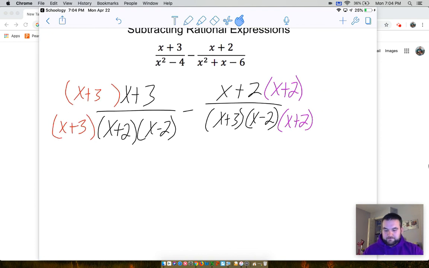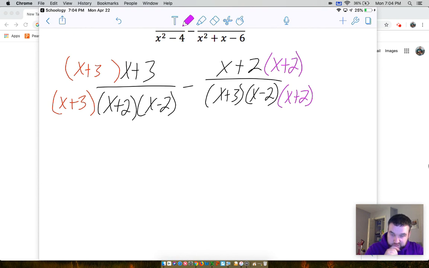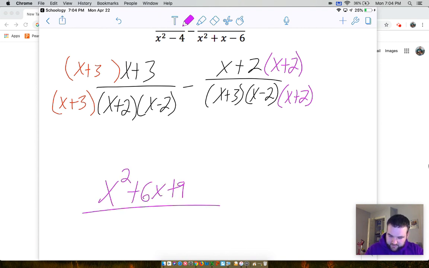So now I have that same denominator for the whole thing. So I'm going to go ahead and distribute the top. Since this is x plus 3 times x plus 3, I do need to FOIL or fully distribute. Don't just call it x squared plus 9. This ends up being x squared plus 6x plus 9 on the top over this big long denominator.